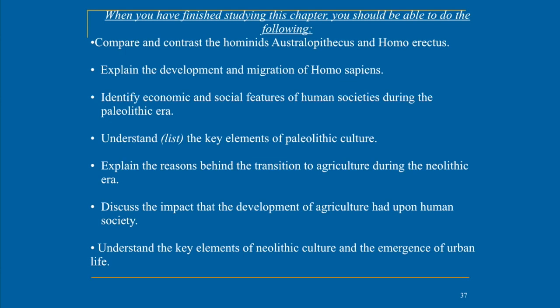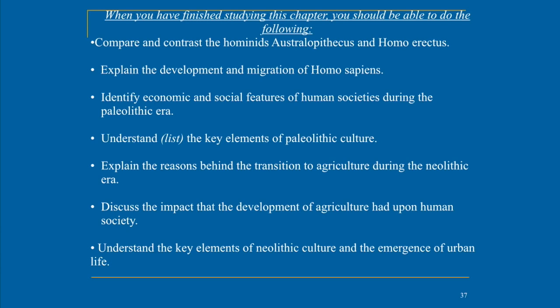Compare and contrast the hominids, Australopithecus, and Homo erectus. I'd do a little T-chart to figure that one out. Explain the development and migration of Homo sapiens. Go look at that map. Identify economic and social structures of human societies during the Paleolithic era. Make a little chart: economic, social, features, and so on. Understand or list the key elements of Paleolithic culture.